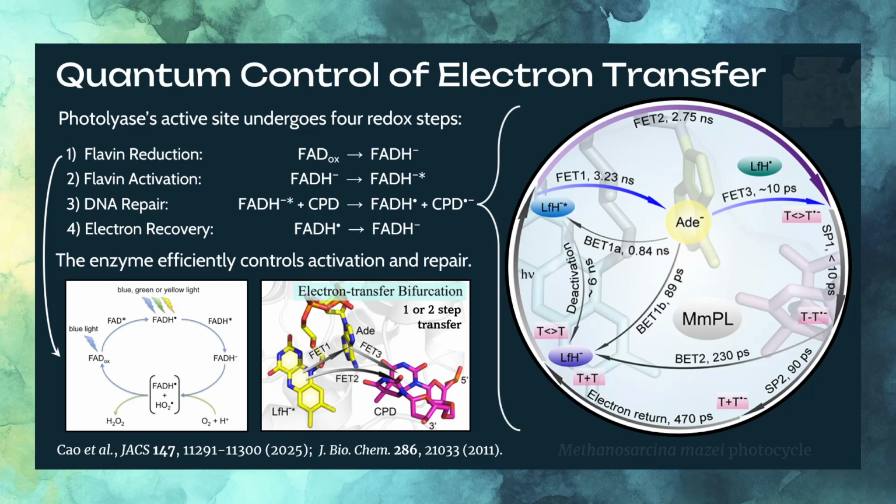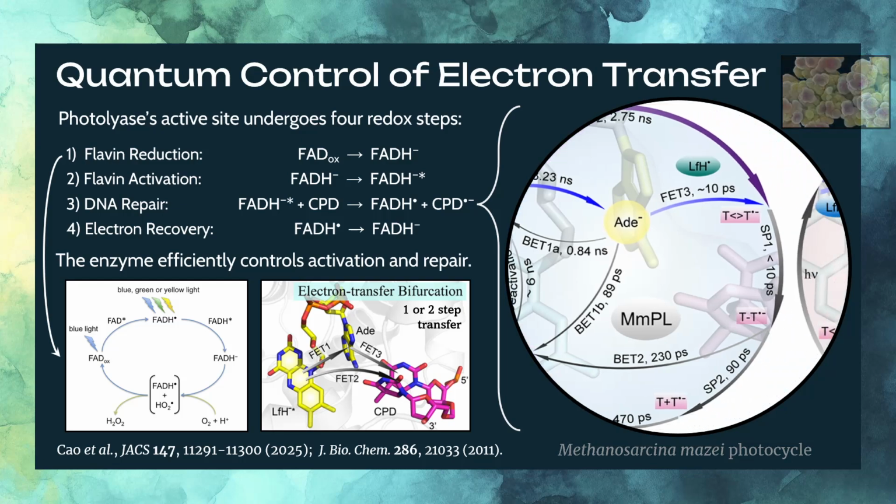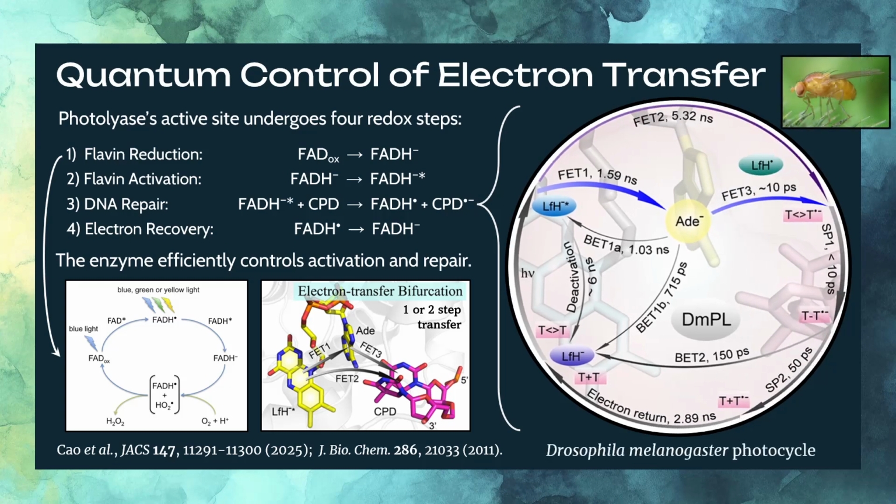Now, this particular diagram is drawn from experiments that were done using the Methanosarcina mazei photocycle of this methane-producing microorganism, but we can look at the photocycle of photolyase from a more familiar species. Here we have the common fruit fly. And if we look at this photocycle, the time scales and the processes involved are very similar.